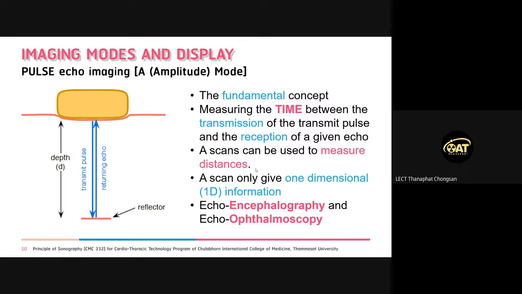This mode measures the time between transmission and reception of the echo pulse and gives only 1D information. Put simply, the first mode, A mode, does not display an image. It measures time and calculates depth from the signal that travels out and reflects back. For this calculation, A mode can give only information about the depth of the object from the skin. A mode tells only how deep the object is.